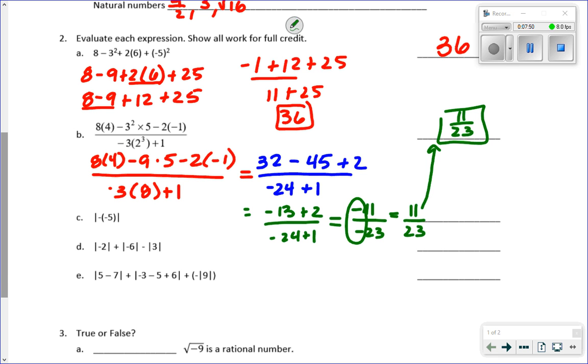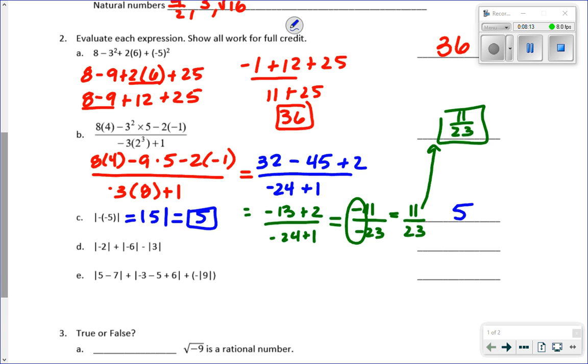Okay, shifting gears a little bit, we're going to go back to our absolute value things here. So absolute value bars are kind of like parentheses. You need to work from the inside out. So negative 1 times negative 5 is positive 5. And then I've got the absolute value bars there. And the absolute value of 5 would be 5. So that answer would go on this line.